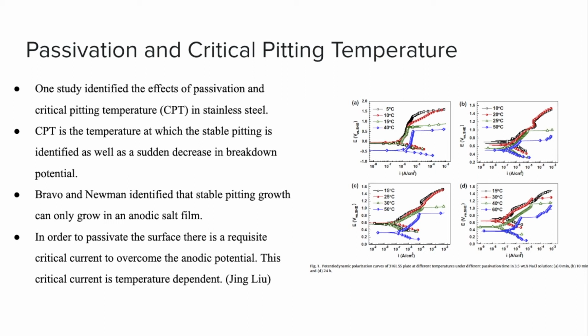Bravo and Newman identified that stable pitting can only grow in an anodic salt film. In order to passivate the surface, there is a requisite critical current to overcome the anodic potential. This critical current is temperature dependent. Here on the right-hand side, as you can see, as the temperature is increased, the potential required for pitting is lowered. These four graphs show different passivation times, with the upper left being 0 minutes all the way up to D, where it's 24 hours.